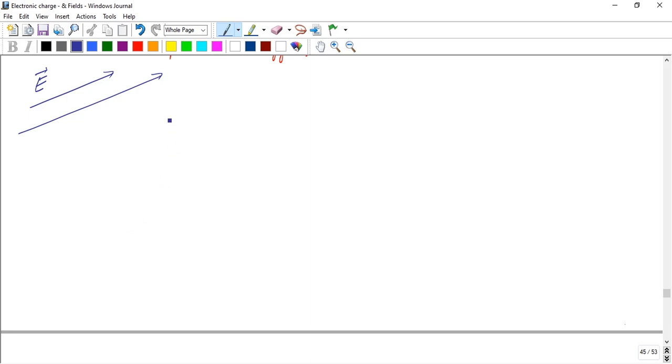Okay, so there are two charges, plus Q and minus Q. Now the separation is, say, that is the separation. Now we say that the separation is D, and here we get a dipole center. This point is the dipole center.